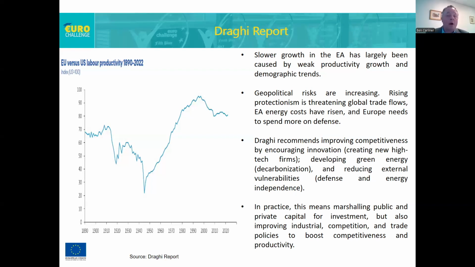And the focus here is on Draghi recommends a bunch of ways to improve competitiveness, basically by encouraging innovation. And a good shorthand way to think of that is that Europe needs more high-tech firms and startups. It also needs to develop green energy. And this is referred to as decarbonization. And part of this is because European firms have some technological advantages in terms of being able to build solar panels and electric vehicles and things like that.